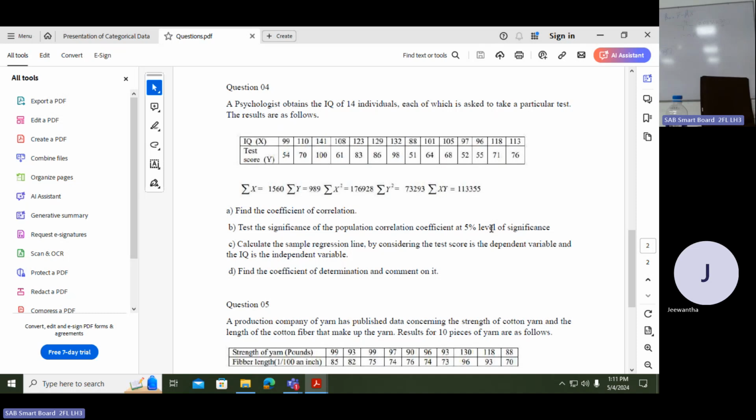Currently 0.93. Okay. How to interpret it? It is positive, only positive. There is a strong positive relationship between IQ level and the test score.